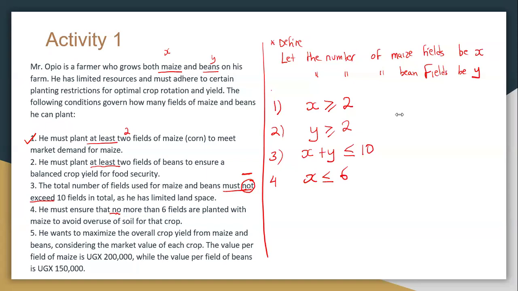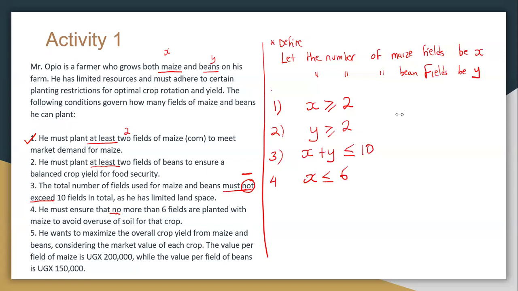Yes, it shouldn't go beyond. So basically, if we changed it, maybe if it said that the total number of fields used for maize and beans must exceed 10 fields in total, would it say it's greater than or equal to? Now, when they say must exceed, it must go beyond that. Okay. So that one is just greater.